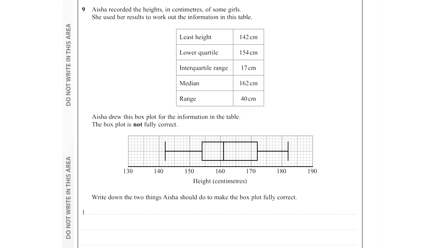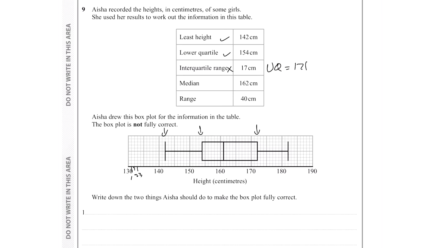So some heights have been recorded in a table, and then she's plotted that into a box plot, and we need to find 2 things that are wrong with it. So first things first, we can start with the top. So the least height 142, that looks right to me. The lower quartile 154, that looks right to me. I should also say that each of these squares goes up by 1, so just worth bearing that in mind. Now, I've got the interquartile range, and I can use this to work out the upper quartile. So if I do 154 plus 17, I'll get 171. So the upper quartile, and I can see there's a mistake there.